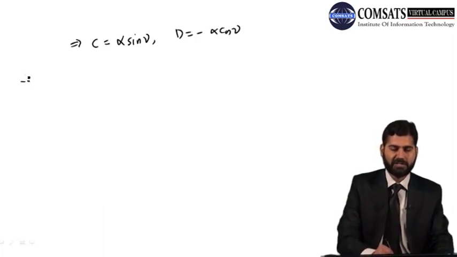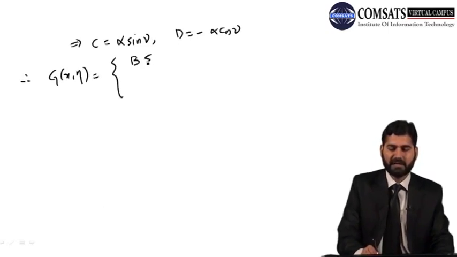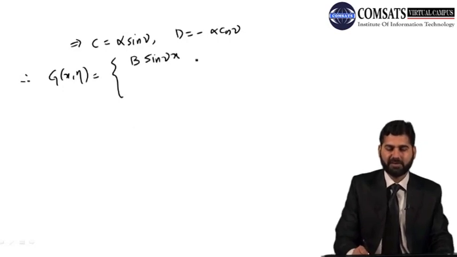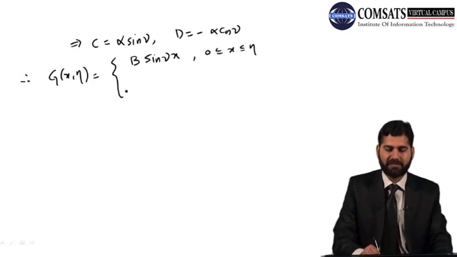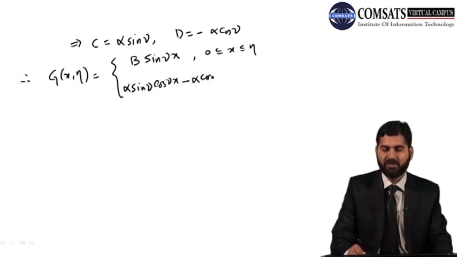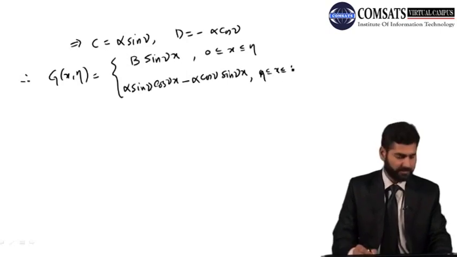So therefore g(x, eta) takes the form, a was 0, so it will just become b sine nu x. A was 0, so first thing is fine. Here c becomes alpha sine nu cosine nu x plus d. d is minus alpha cosine nu, and it was sine nu x. So this is the case for eta less than x less than 1.